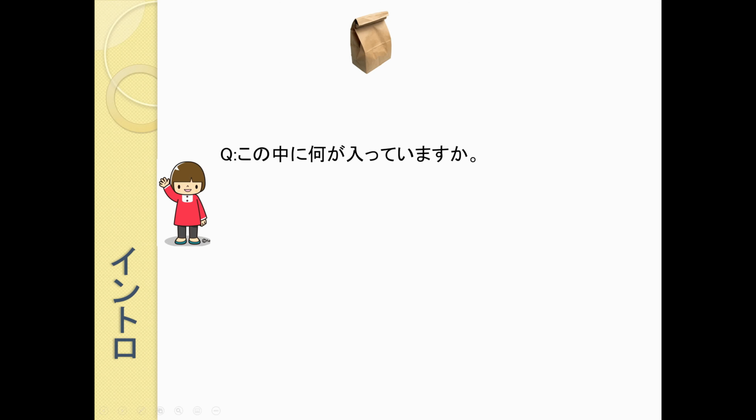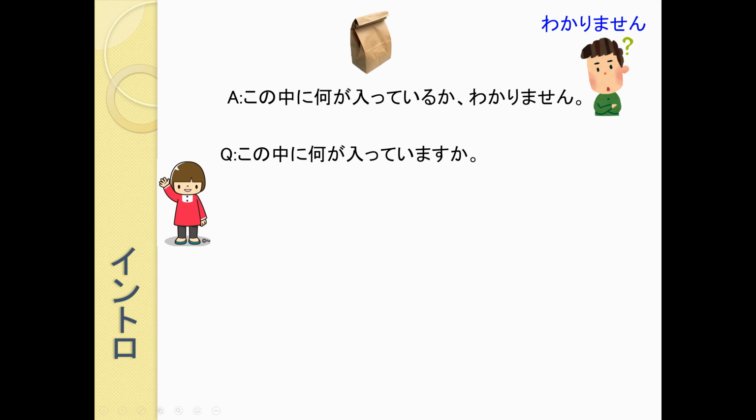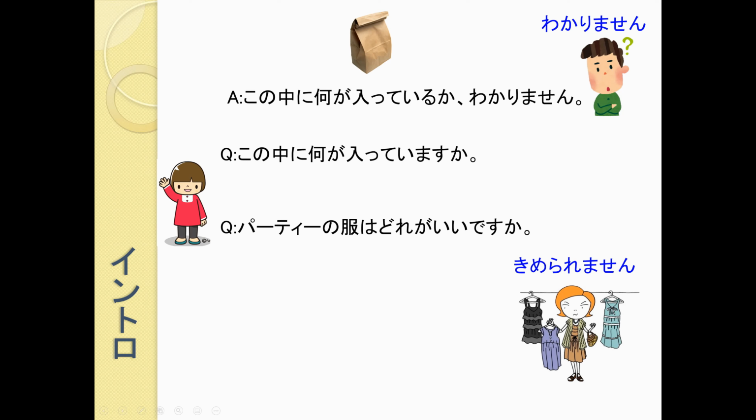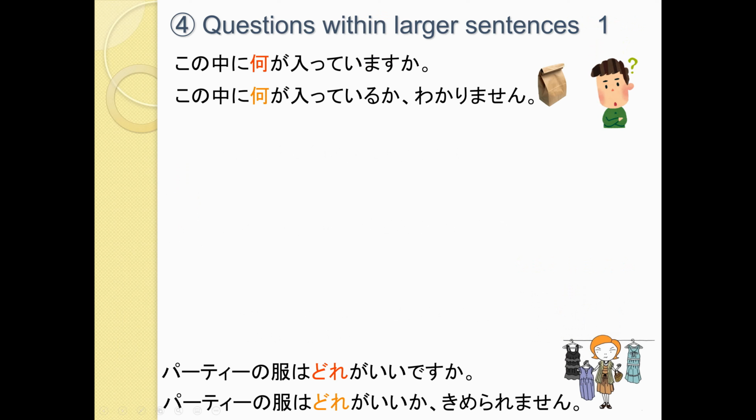この中に何が入っていますか？わかりません。この中に何が入っているかわかりません。パーティーの服はどれがいいですか？これはいいです。これもいいです。決められません。パーティーの服はどれがいいか決められません。So this is a way of putting a question inside of a larger sentence.